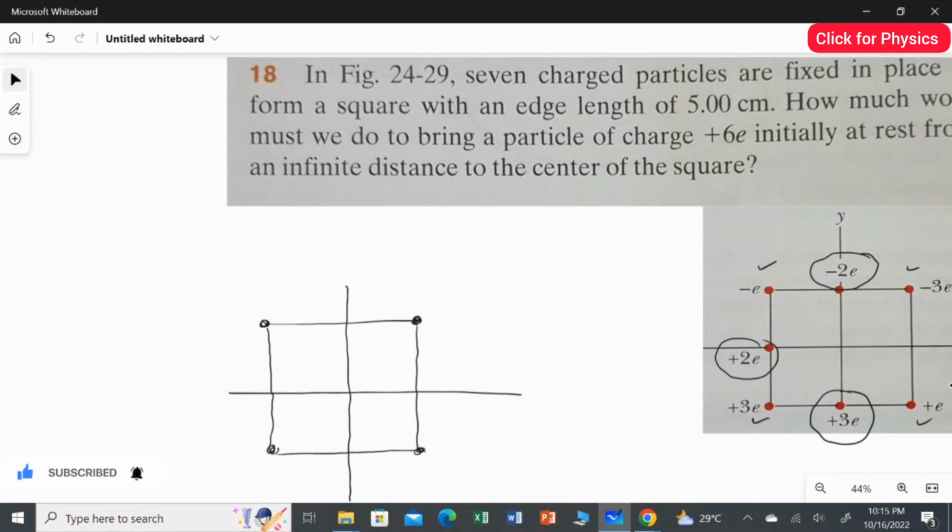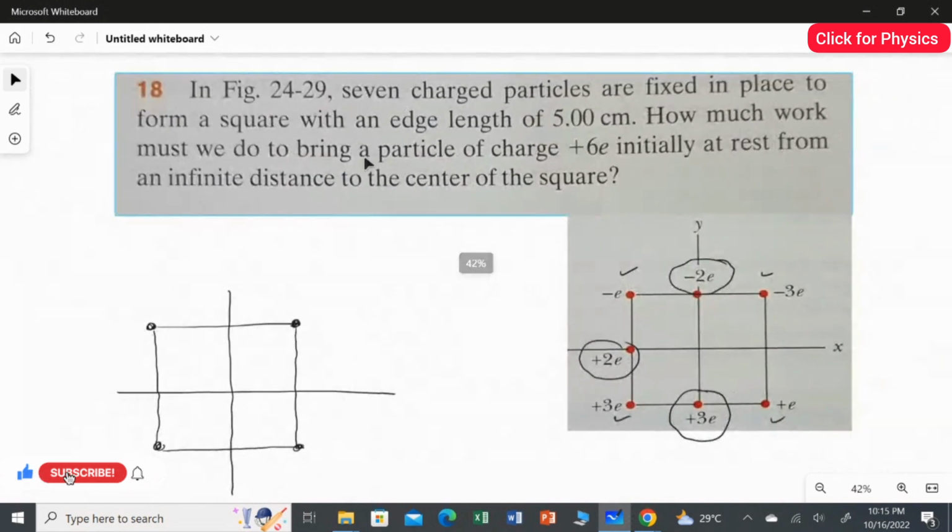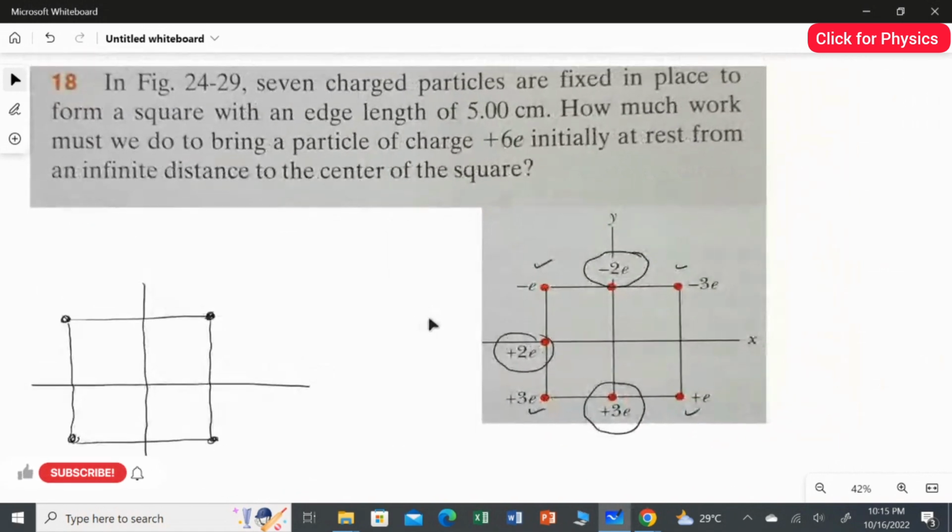So what is exactly given in this question? Actually, here you have 7 charged particles exactly forming a square-like structure, and each edge length of the square is 5 centimeter. How much work must we do to bring a charge plus 6e initially at rest from infinite distance to the center of the square? So this is our center of the square.